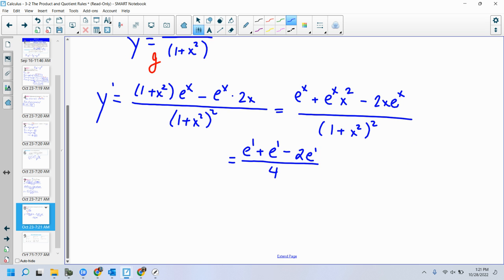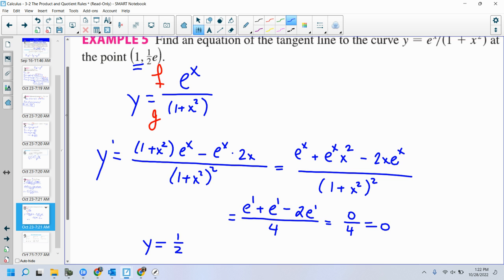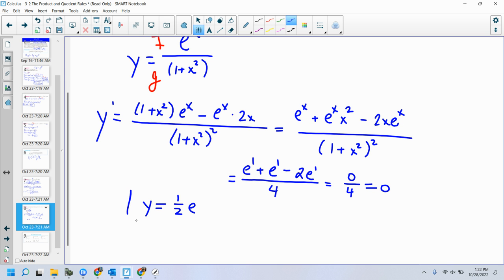Okay, well, what's e plus e minus 2e? 0. And 0 over 4 is 0. What does that tell you about the tangent line? It's horizontal, right? So it's y equals 1/2 e. There's the tangent line.